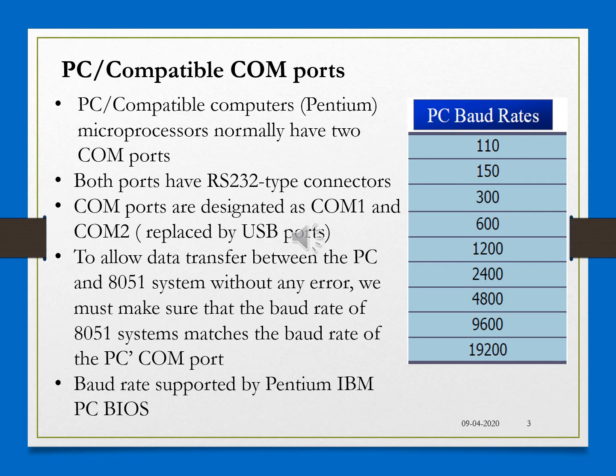Here is the list of a few baud rates supported by Pentium IBM PCs. These can be 110, 150, 300, up to 19200. But the baud rates supported by recent PCs will be quite higher than the list shown here.